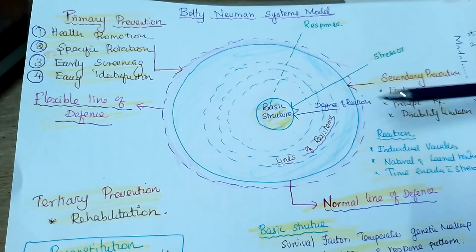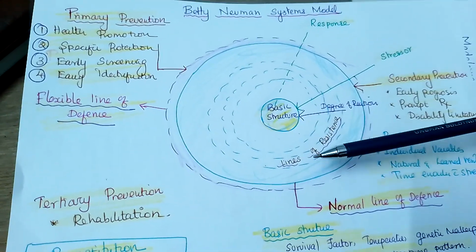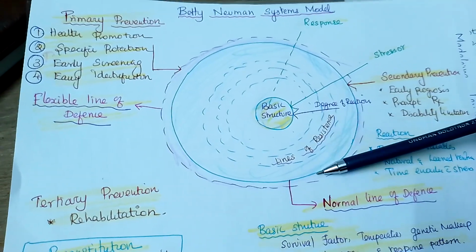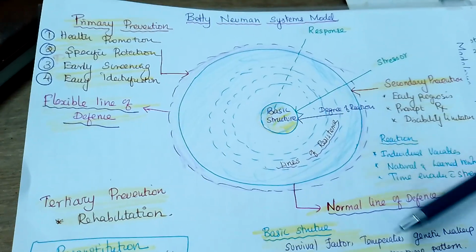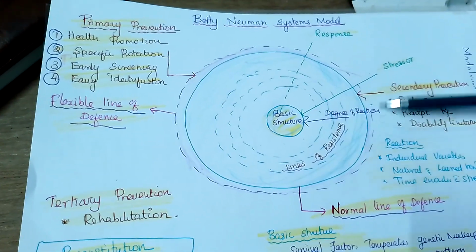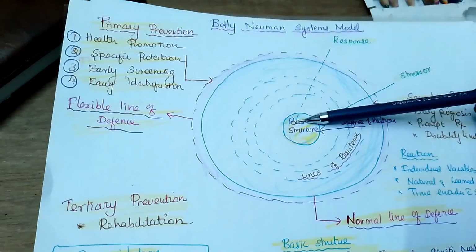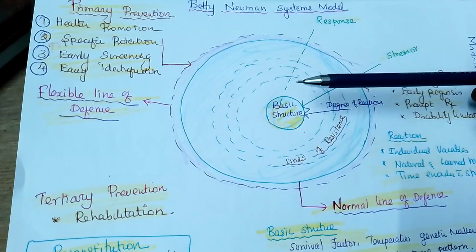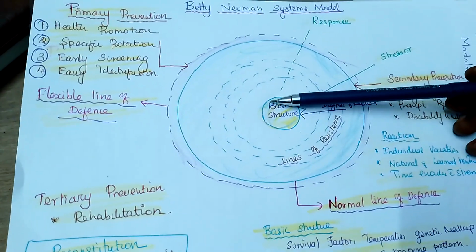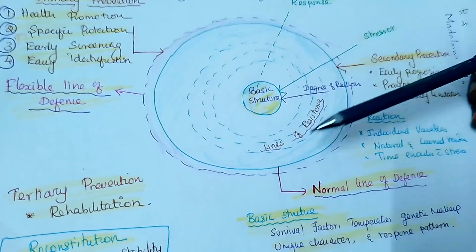So the reactions will be individual variables. Some people will be very emotional, some people less emotional, some will be ventilating outside, some you have to ask. So it is your nursing responsibility to apply this. This basic structure will have survival factors, for example genetic makeup. You cannot follow the same strategy for one individual as for another individual.